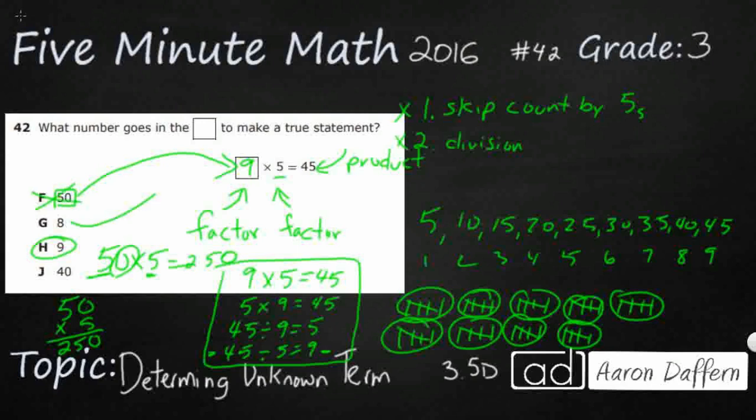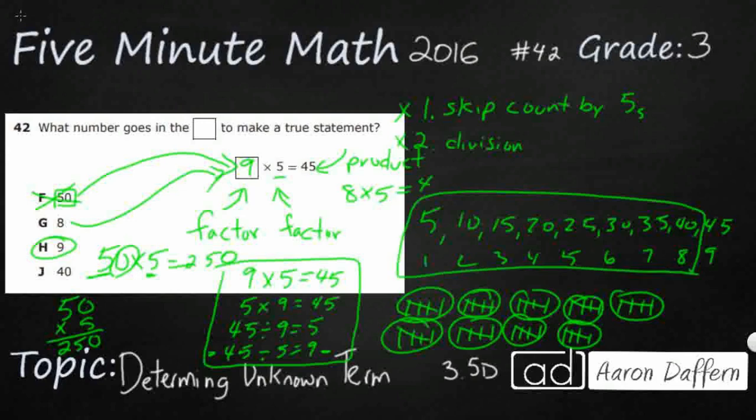8 times 5, now that's close. If you're not really sure of your multiplication facts, you might get that. But we've already done all of our 5s down here. 8 times 5 equals 40. So it's close, but that's why you might want to double check. And then 40, take a look at this: 40 times 5 does not equal 45. But if you change this to a plus, now it works. 40 plus 5, it's just the wrong operation. So that's not going to work either. Our answer is H.